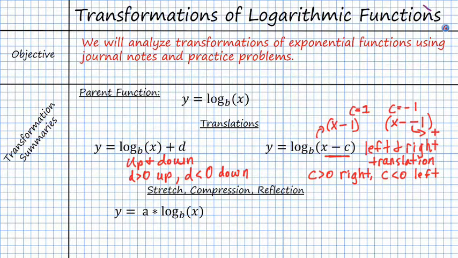And then finally, let's talk about a again. This is going to be your stretch, compression, and reflection. So if a is greater than 1, we call that a stretch. If a is less than 1 and greater than 0, we call that a compression. And if you have a negative a, then that's going to be a reflection across the x-axis.